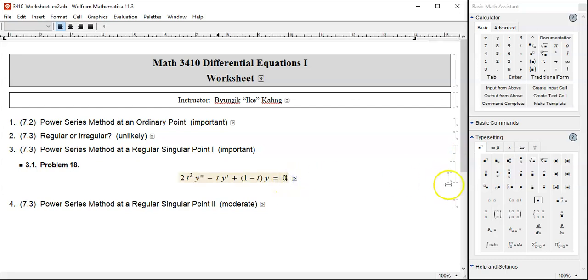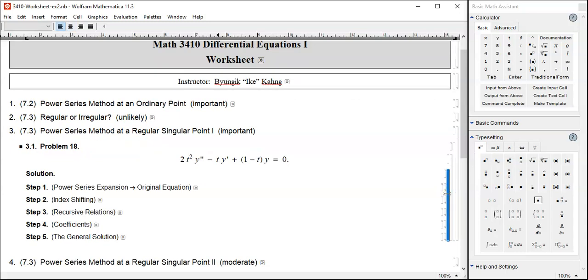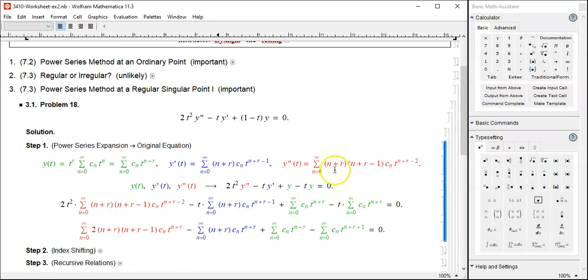We've been doing this problem. We checked we had a regular singular point at t equals 0, and thus we apply the Frobenius method. That is, a power series expansion times t to the rth power, eventually generating t to the n plus r power instead of just t to the nth power. After that, it's pretty much the same.